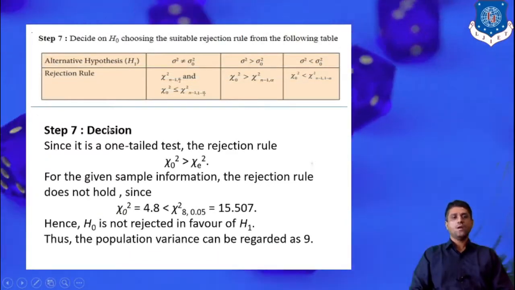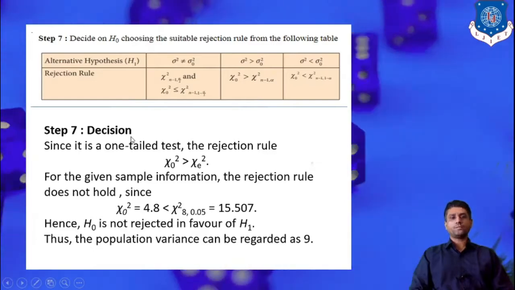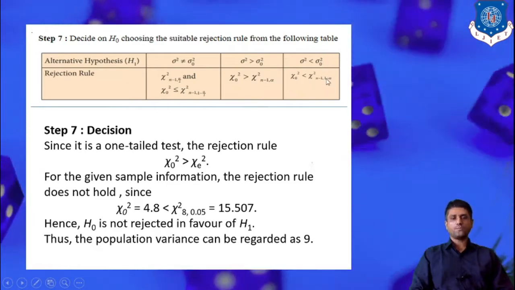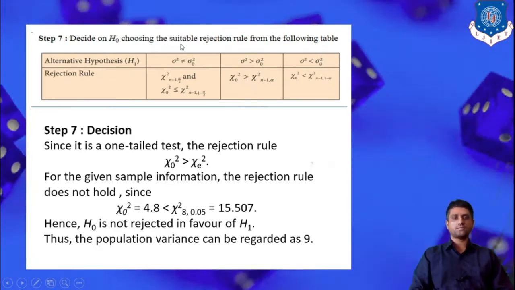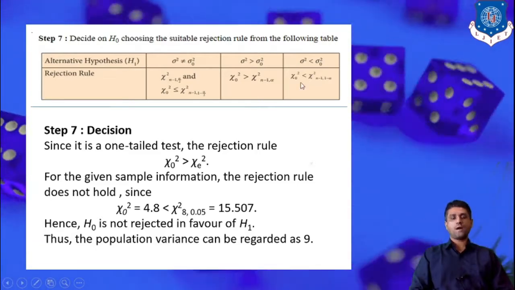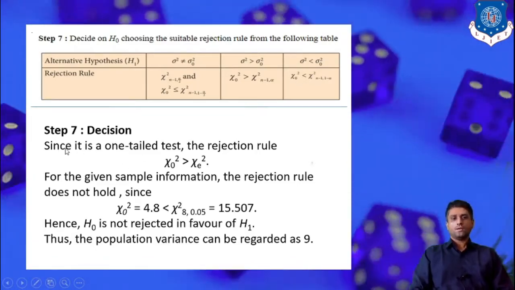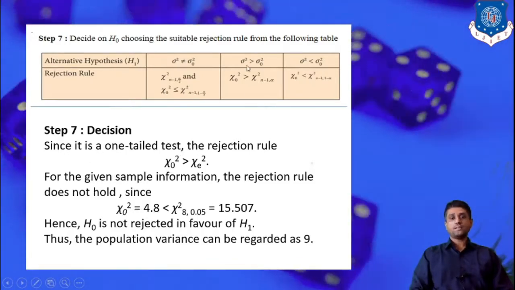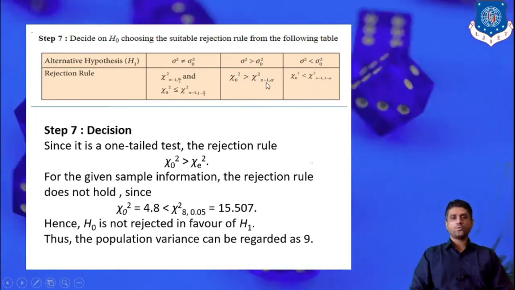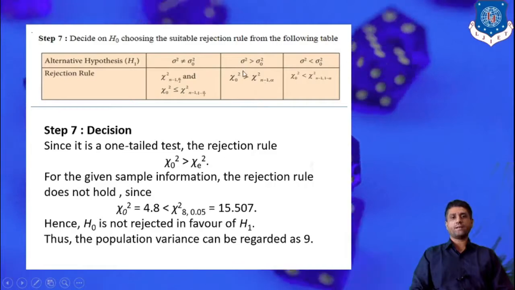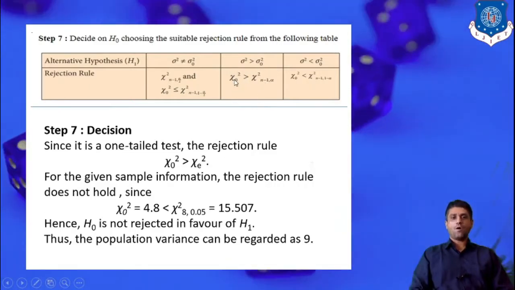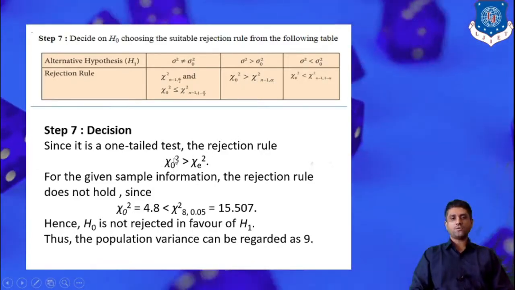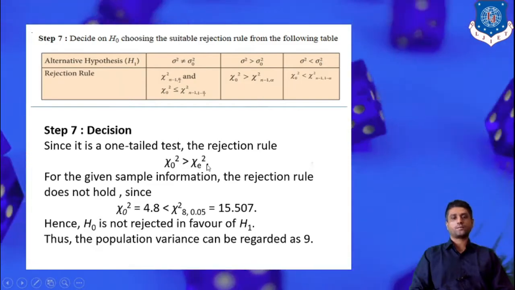Now step number 7, we have to give our decision whether the null hypothesis is rejected or not rejected. For the sake of simplicity, we write down this step number 7, the rejection rule for the null hypothesis, in the margin. This is a one-sided test, more precisely a one-sided right tail test. That is, the null hypothesis is rejected if the observed chi-square value is greater than the tabulated chi-square value, that is chi naught square greater than chi experimental square.